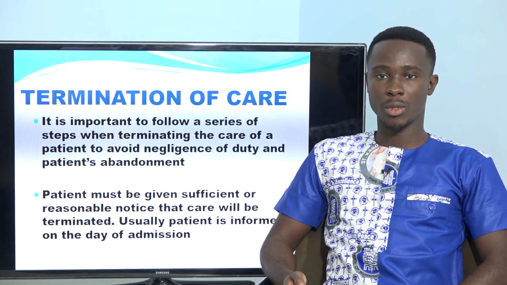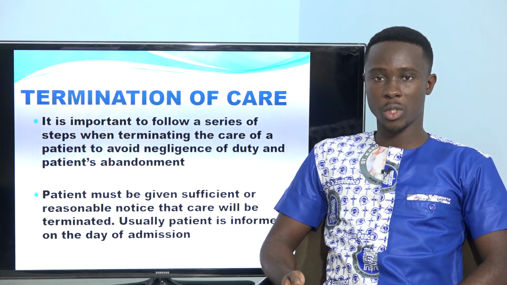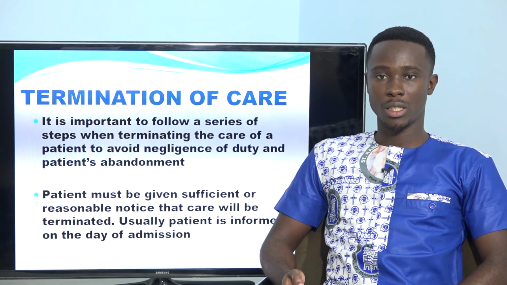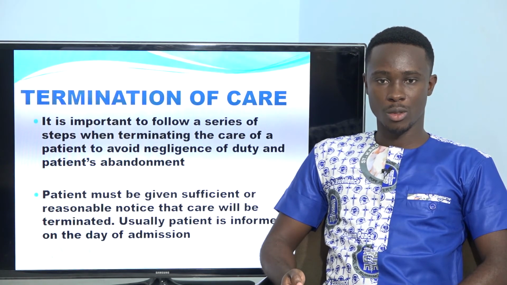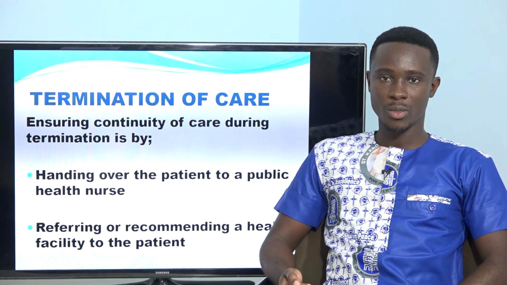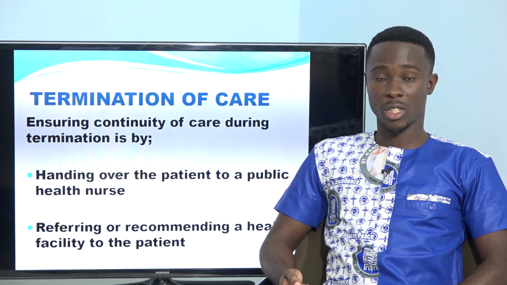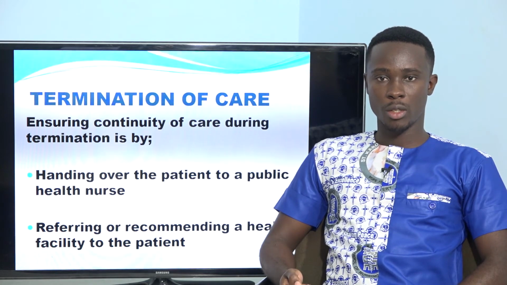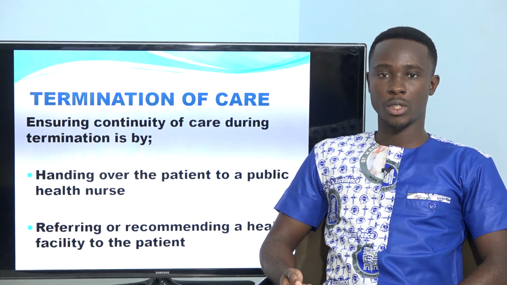So that is why we start at the beginning. Termination of care is introduced to the patient right at the beginning, on the day of admission. So the patient must be given sufficient or reasonable notice that care will be terminated. Usually the patient is informed on the day of admission. So the patient will be told on the day of admission that, hey, your stay here is temporary and you would recover, so your termination of care will definitely be done. Then we terminate care. So to continue, ensuring continuity of care during termination is by handing over the patient to the public health nurse, which we have looked at in Module 4, Chapter 4, and referring or recommending a health facility to the patient.